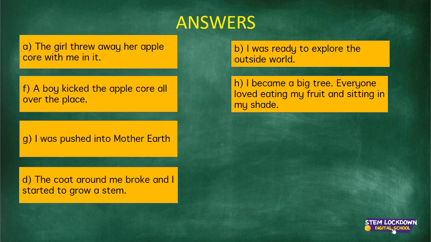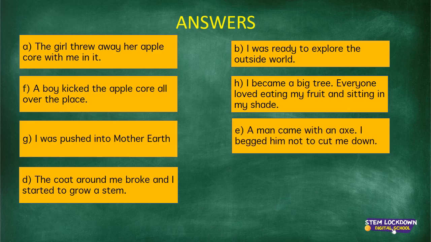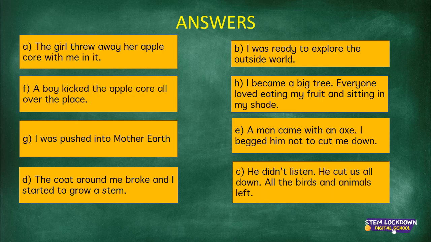Number H. I became a big tree and I loved every day. Others loved eating my fruit and sitting under my shade. Number E. A man came with an axe. I begged him not to cut me down. Number C. He didn't listen. He cut us all down. All the birds and animals left. Is that the order that you got? A, F, G, D, B, H, E, C. Smart. Well done.